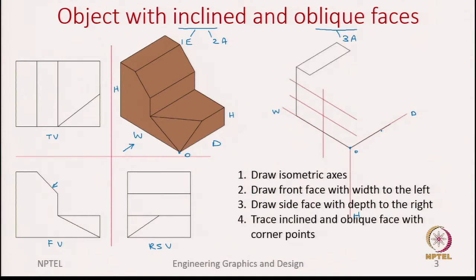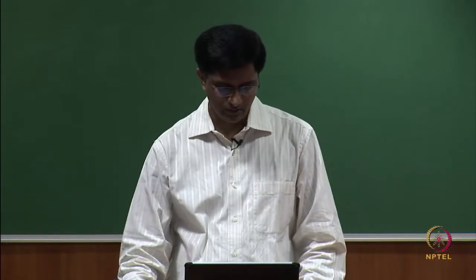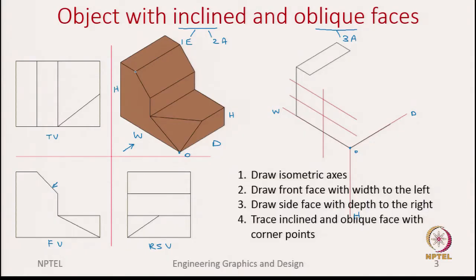and the important point is how do we capture the inclined and the oblique faces. We always do this by focusing on the corner points. So, for this inclined surface we focus on these 4 corner points. Let us, for convenience, name them 1, 2, 3 and 4. And for this oblique surface we will again focus on the corner points. So, O is already there. Let us say 5 and 6.